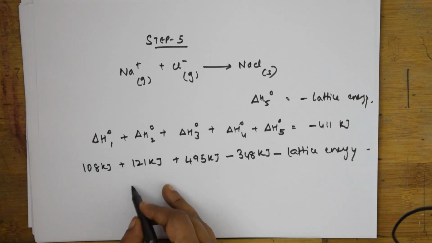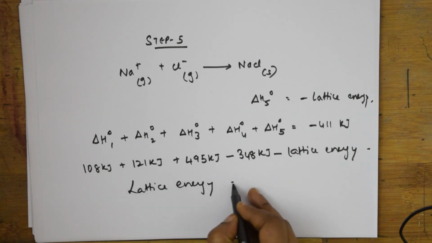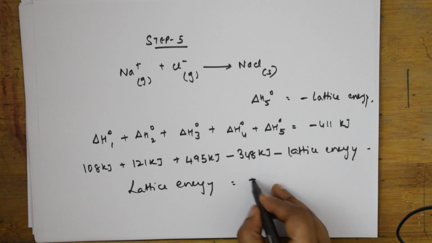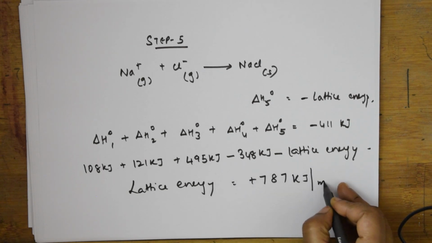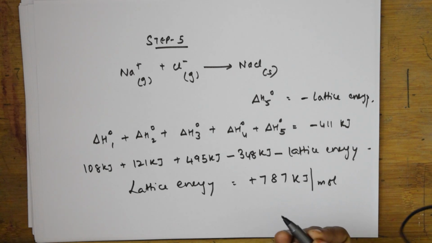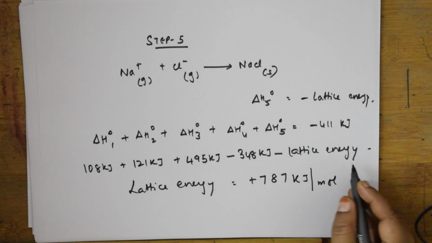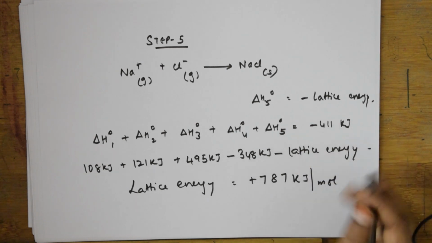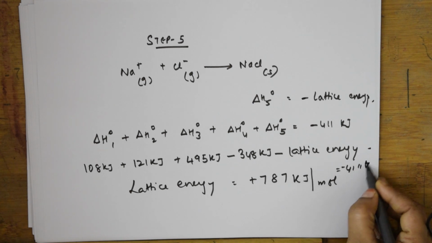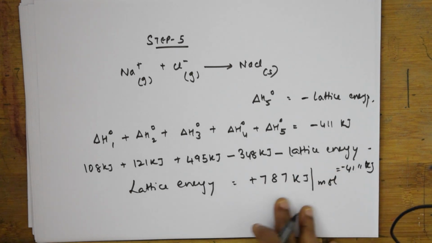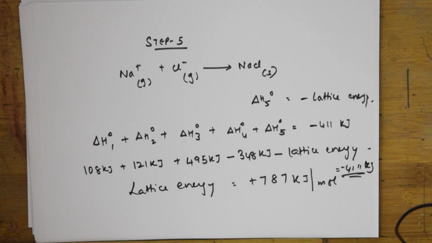Now take this lattice energy outside, because this is what we are finding. When you solve this, you get an answer of plus 787 kilojoule per mole. This is the answer. So when I take this whole thing, we have got equal to minus 411 kilojoules. So this is your Born-Haber cycle, students.